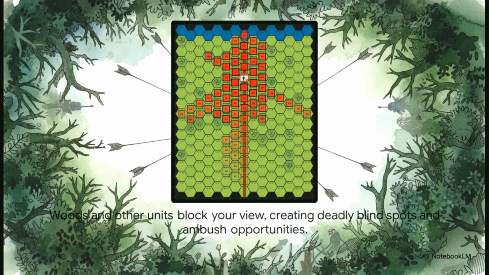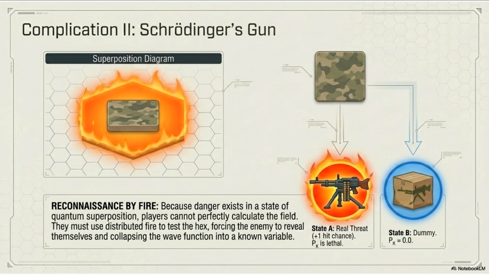This is where the paper gets really interesting, because it admits that the field theory gets messy when you add terrain and, well, ghosts. Ghosts. Fog of war. In the actual game, red starts with 15 hidden counters on the board. Right, the little face-down tokens. But here's the twist. Some of them are tanks, some are machine guns, but some of them are dummies. They're literally just cardboard boxes painted green.